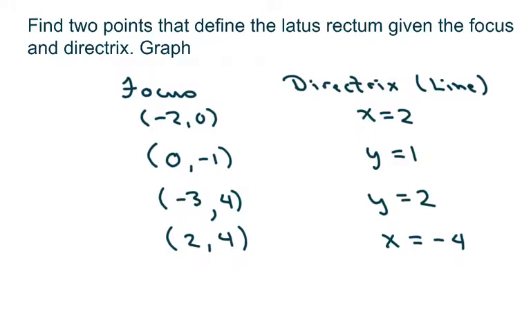Hi everyone, we're going to find 2 points that define the latus rectum, and we're given the focus and the directrix of the parabola, and we're going to graph as well. So these are the 4 problems we're going to do right here, and I always find by graphing these it makes it a lot easier. So if you can know the direction of the opening, it makes it easier. So we're going to just get started.